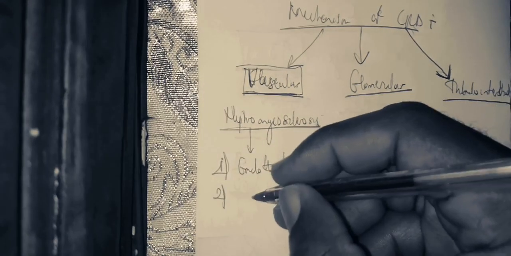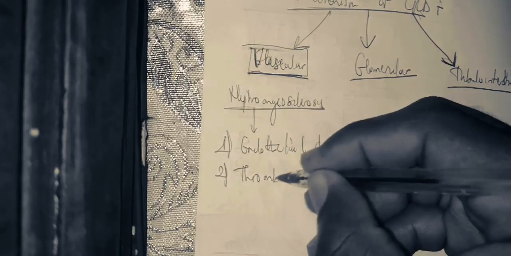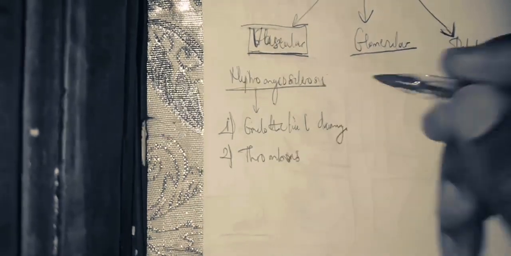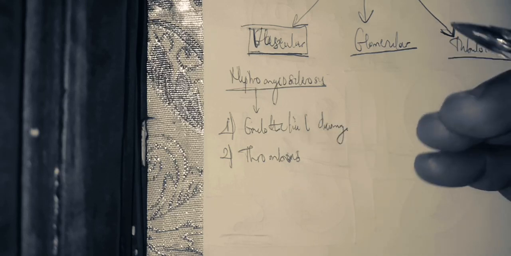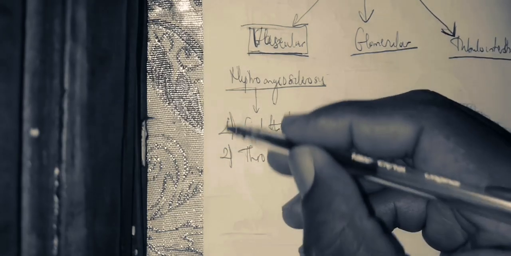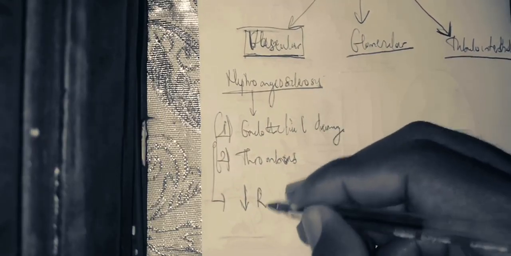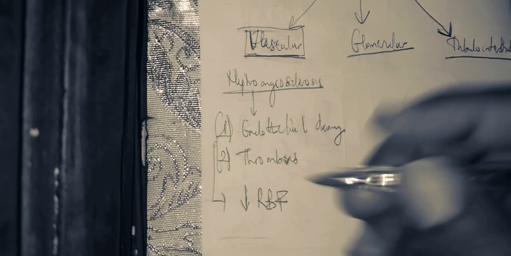Any event that is going to be associated with thrombus formation is also capable of causing a vascular chronic kidney disease. So those are the two major cases. If you have an endothelial damage or you have a thrombus formation, all that is summarized in any event that can permanently drop the renal perfusion flow. Is it clear? That is going to be associated with the nephroangiosclerosis.